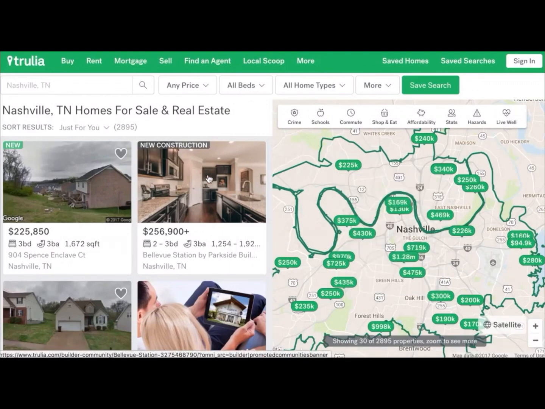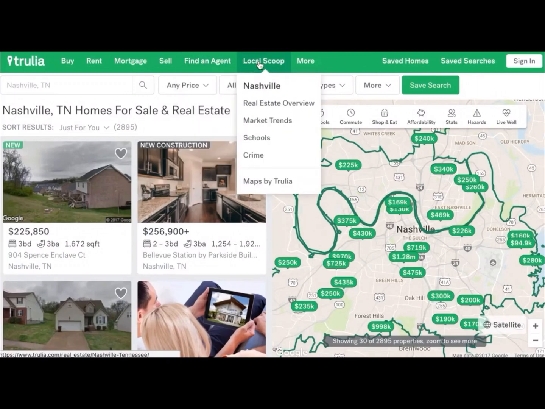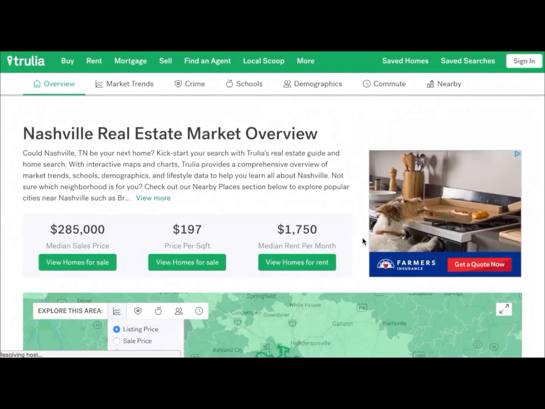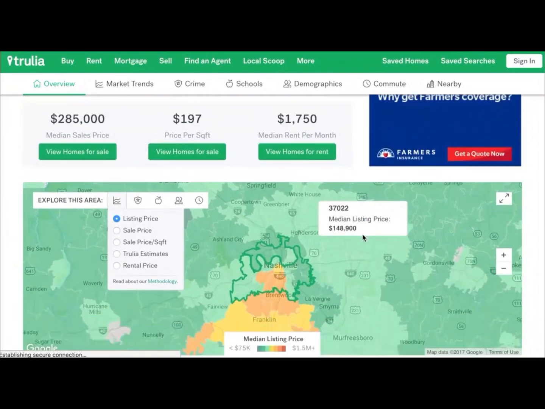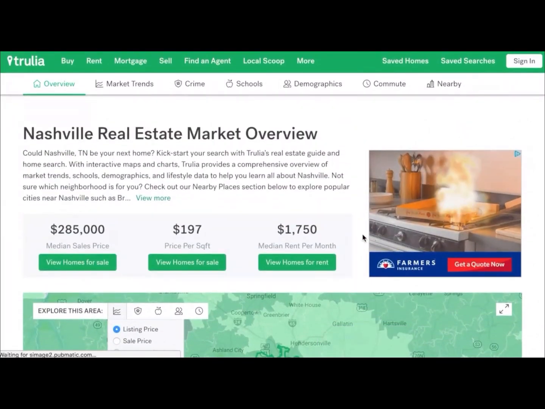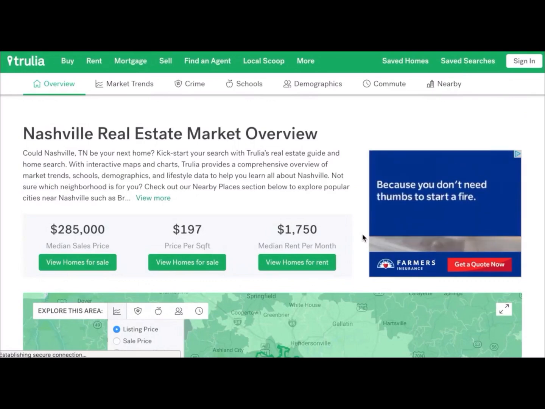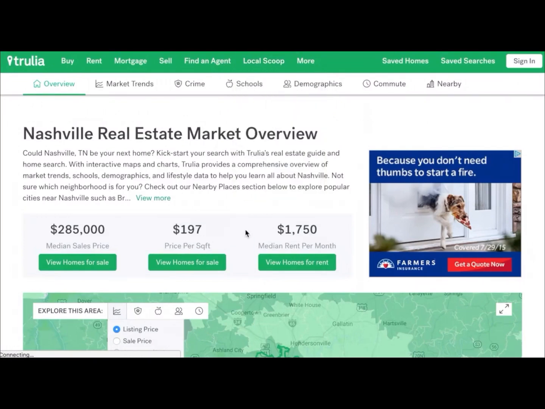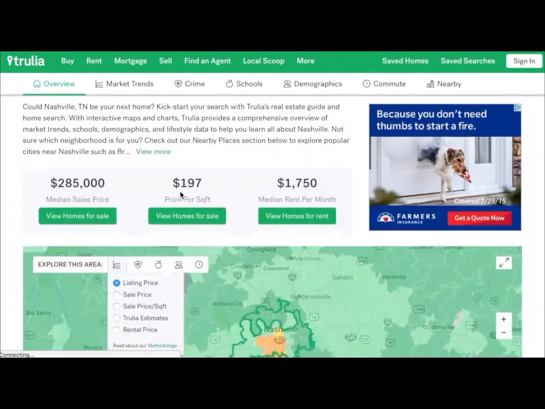What I want you to do, though, is go up here under this Local Scoop. And again, you can see Real Estate Overview. So let me click on that. This gives you some really good information about the market. Let's take a look at this tab first, and then there's another one that we can look at, market trends as well. So let's look at this one here. It's the Nashville real estate market overview, and there's a couple things here that are interesting.